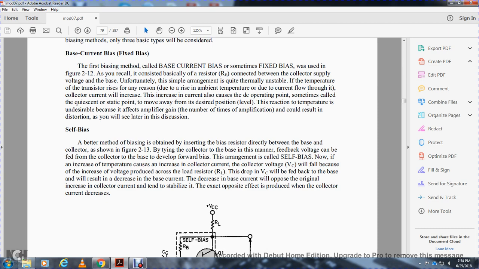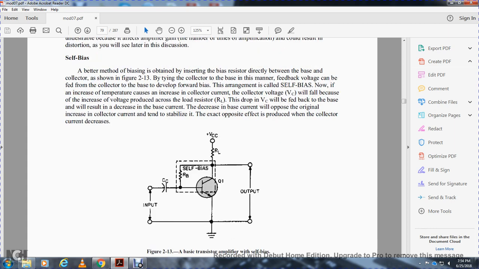As the temperature increases, the collector current and the voltage drop produced across the load resistor increase. The drop of the collector voltage will feed back to the base, with the result of a decrease in the base current. The decrease in base current will oppose the original increase in collector current, which tends to stabilize it. The exact opposite happens when the collector current decreases. So what they added was a resistor to the transistor for self-bias.